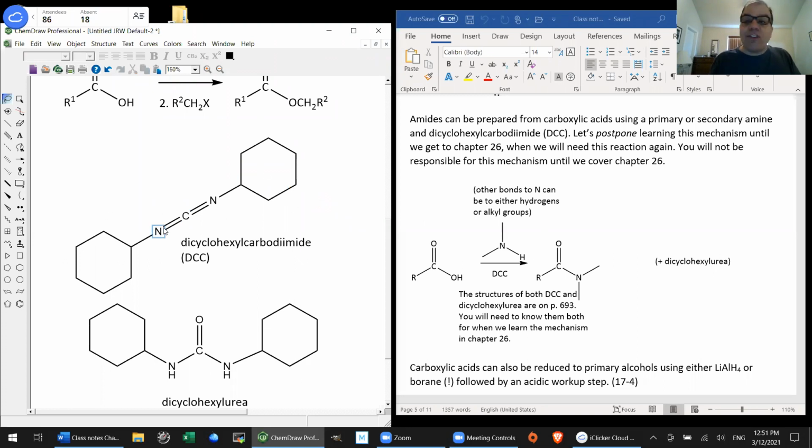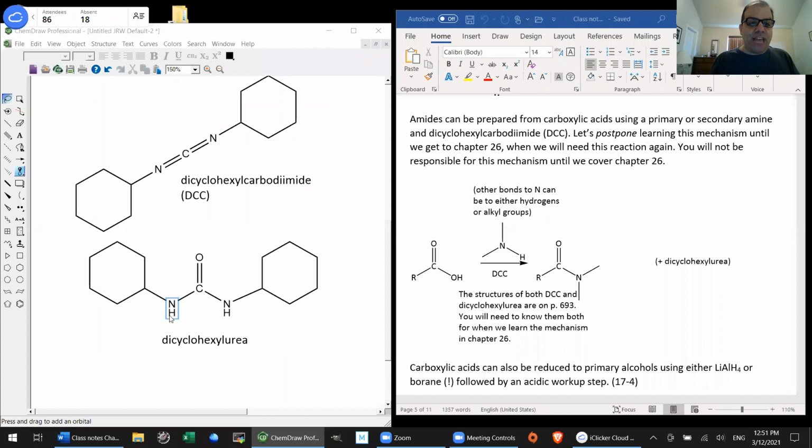And this reagent is also used to make peptide bonds, because isn't a peptide bond nothing other than an amide functional group? So that's why we'll bring this up again in chapter 26. We use that very same reaction to make polypeptides in the lab. The byproduct is dicyclohexylurea. Urea is just H2N C double bond O NH2. It's kind of like a double amide.